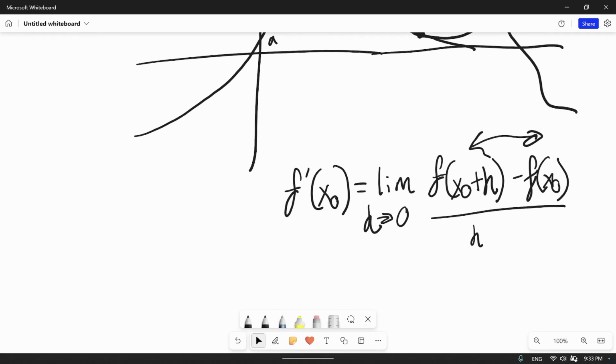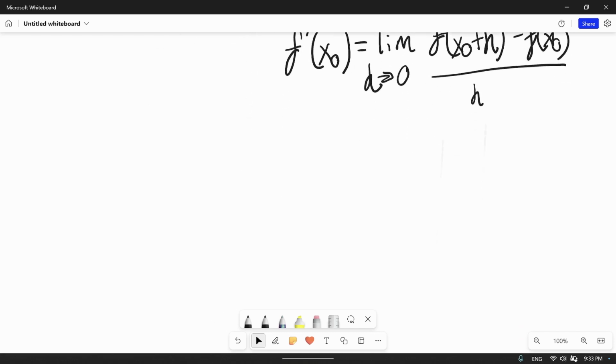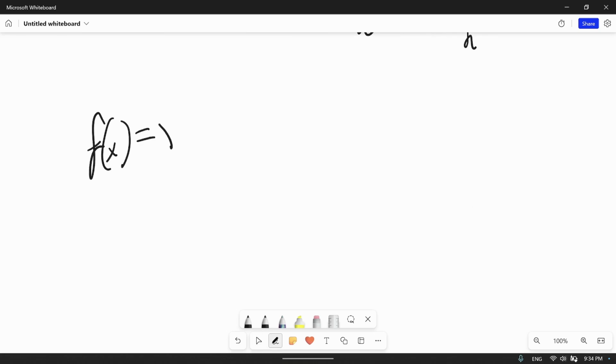Okay, so this should start making sense for you bit by bit. So let me give you an example. Let's try the function x squared minus 3, and let's find the derivative when x equals 2. So basically for this, we're going to do, again, the original thing again.